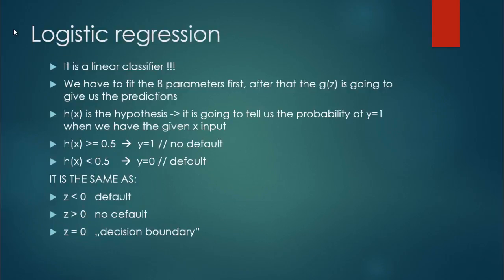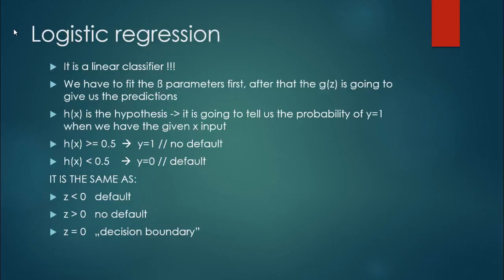And this h(x) is the so-called hypothesis. It is going to tell us the probability of y equals 1. What does it mean, y equals 1? That this person is going to pay back the debt. This y can be 0 or 1. The 1 is the fact that we have been discussing, so the person is going to be able to pay back the loan, and the 0 means that he or she couldn't pay back the loan. And of course we have to have a given x input.